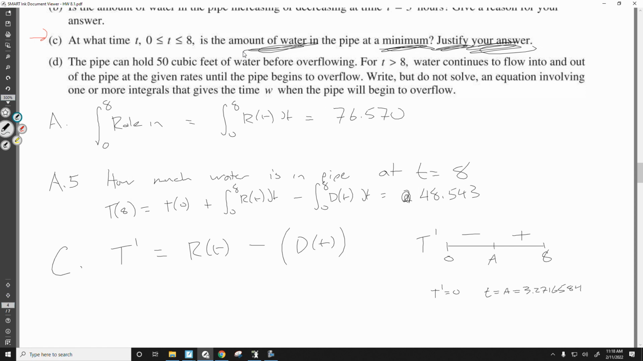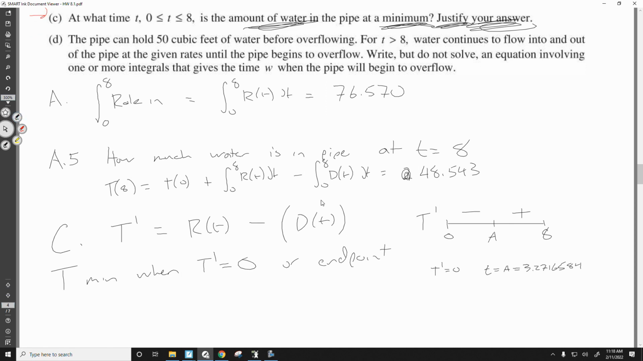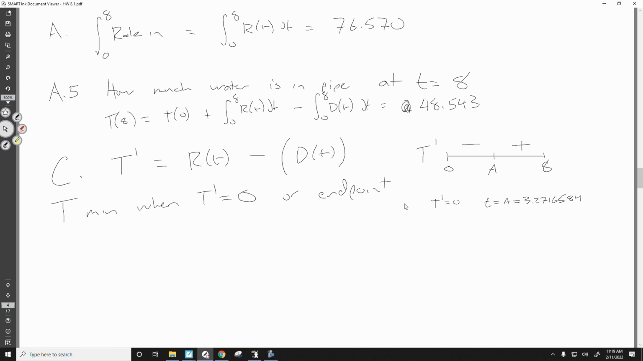Yes, you have to write down: T is a min when T prime equals 0, or an endpoint has to be written down. This is the extreme value theorem. You don't have to reference that it's the extreme value theorem, but that's what it is. You have to write that down. Didn't I yell at you guys to write that down on Wednesday? Yeah, okay, we'll write it down.